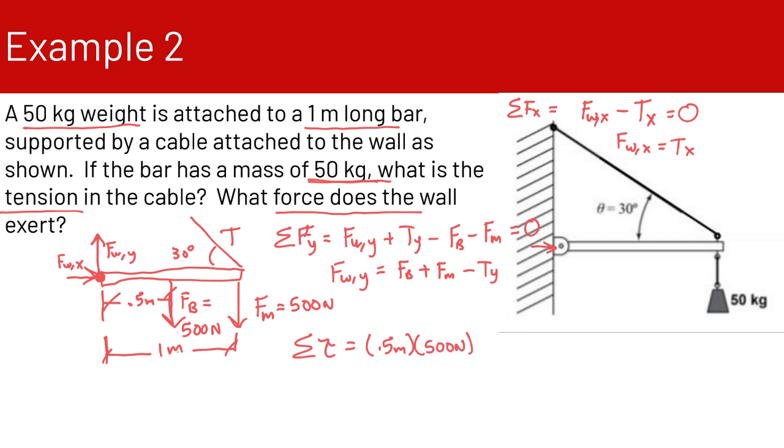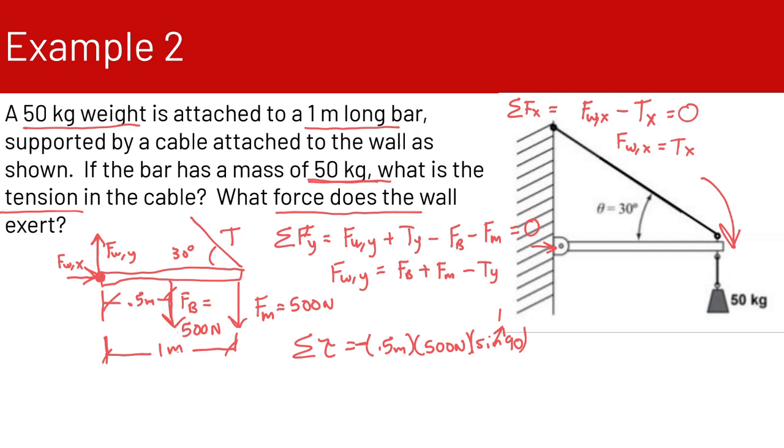And this force, the force of the bar pulling downward, would make a clockwise movement. So it's going to be negative. So minus 0.5 meters times 500 newtons, and then times sine of 90, because the force is working perpendicular to the axis of rotation. So that is equal to 1.